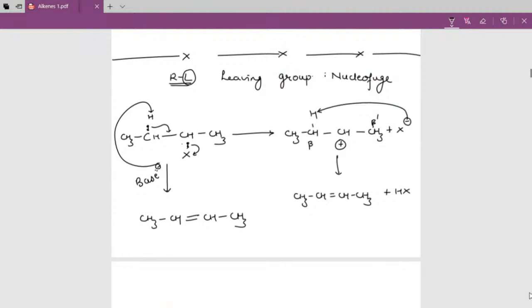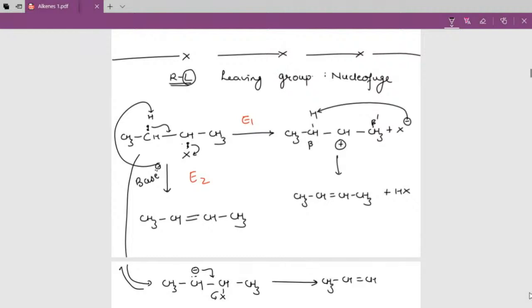Other methods also, like this H leaves first, a complete anion is formed, H leaves as H plus, and then X is gone. That is E1CB. So what all I have written here, this track is representing E1, this track is representing E2, and for E1CB, I'm moving here, that is a reversible track, CH3, CH minus, CHX, CH3, and then there is loss of this X. So CH3, CH double bond CH, CH3.